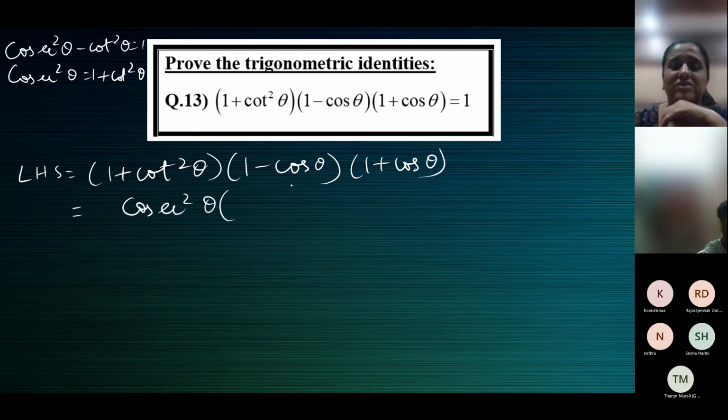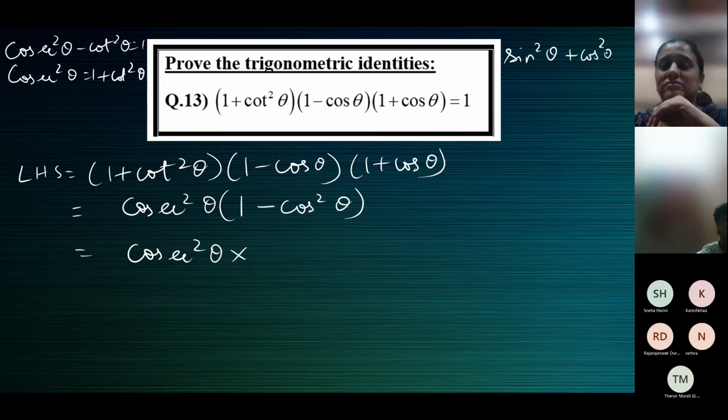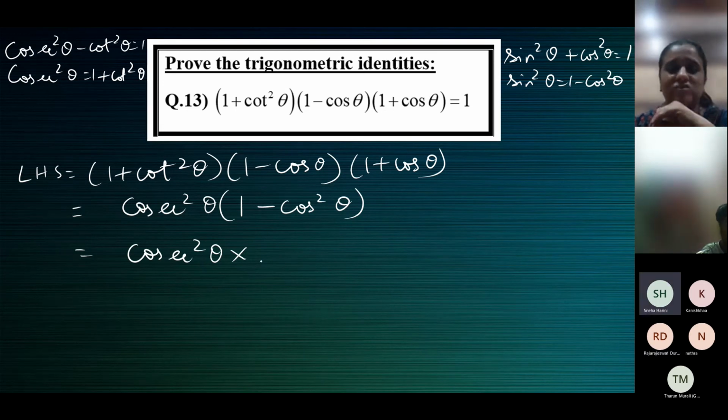Then what is a minus b into a plus b? A square minus b square. Okay, so it will be 1 minus cos square theta. And now what is 1 minus cos square theta? What is sine square theta plus cos square theta? 1. So from this, 1 minus cos square theta is sine square theta.